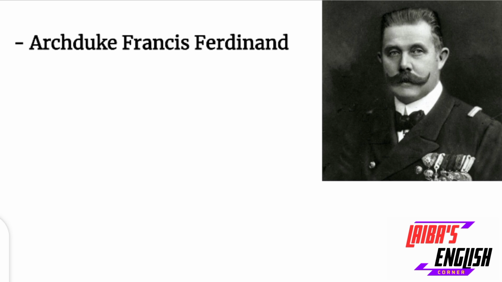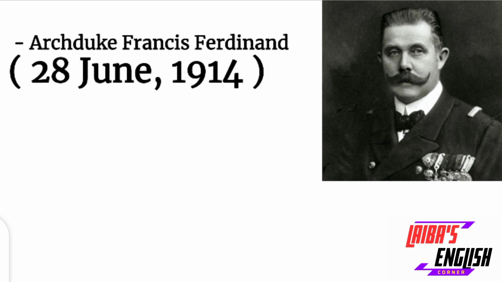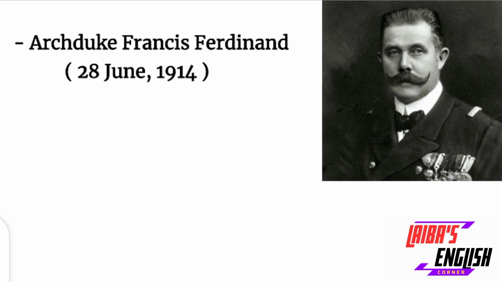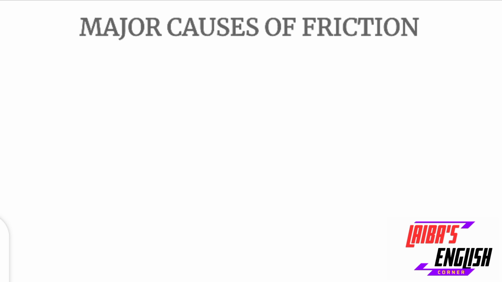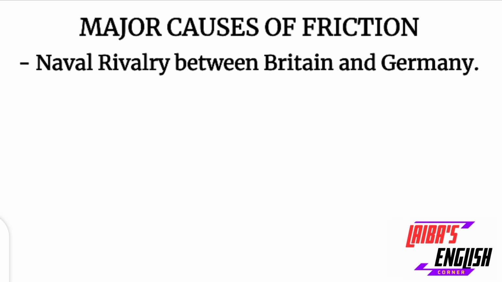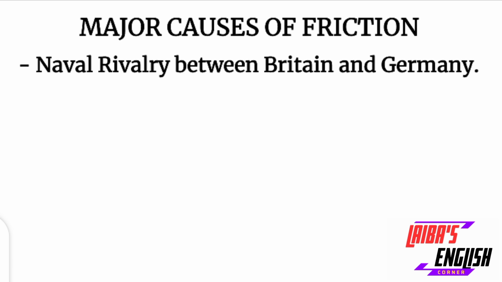So, this is the picture of Archduke Francis Ferdinand. On 28 June 1914, the heir to the Austro-Hungarian throne, Archduke Francis Ferdinand, was assassinated. This event was the immediate cause of World War One. So this was one of the main reasons. Now we will see the major causes of friction and then the major causes of war. The assassination of Archduke Francis Ferdinand was one of the main reasons, but there were other reasons too.